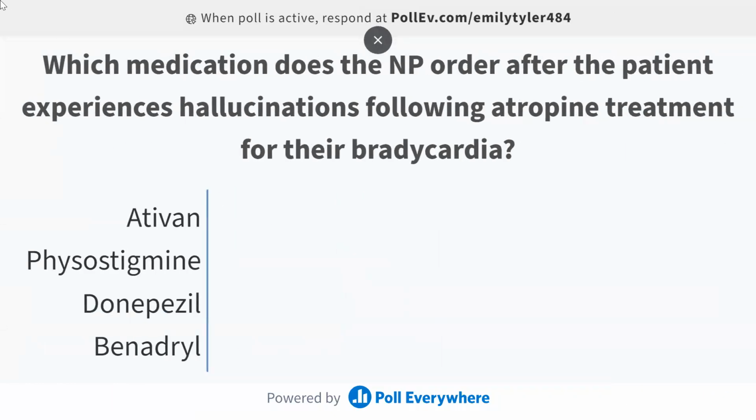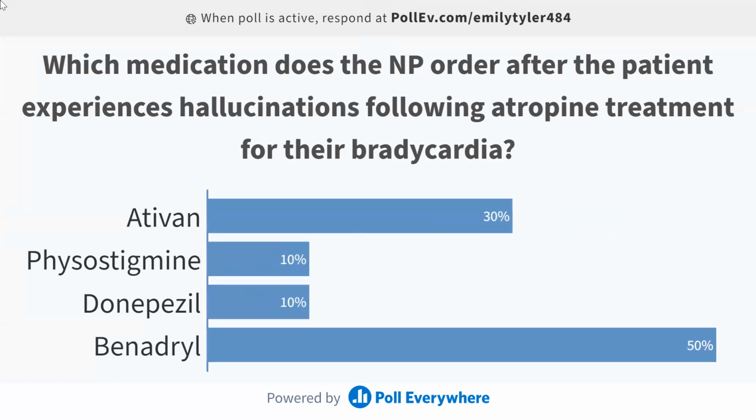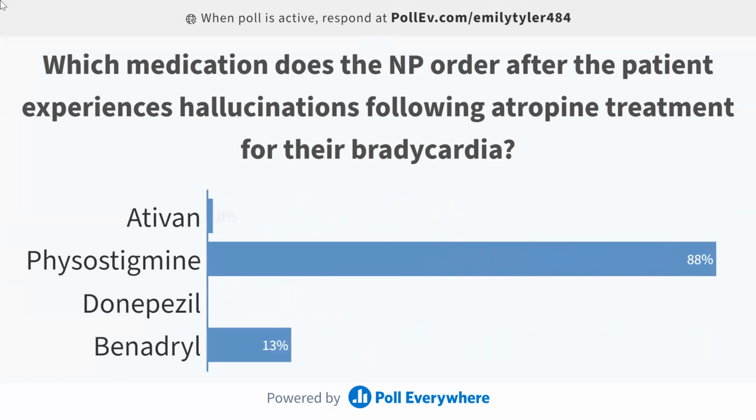What med do you order after the patient experiences hallucinations following atropine for their bradycardia? Really, none of us knows it, right? To reverse that atropine, I could give physostigmine. Of course you could. Silly us. I clicked the wrong one.